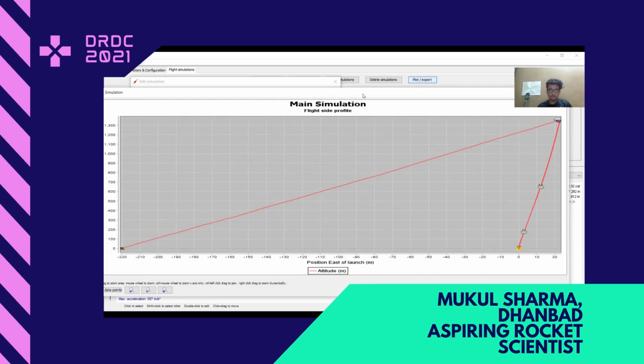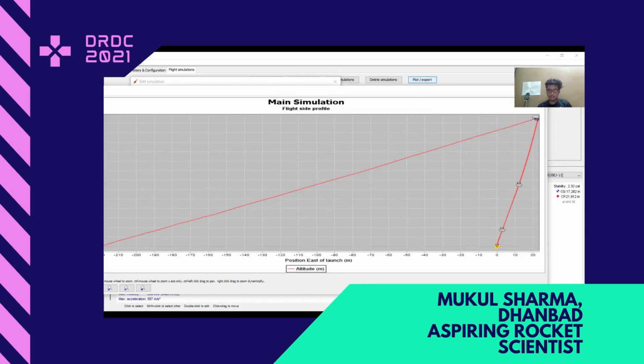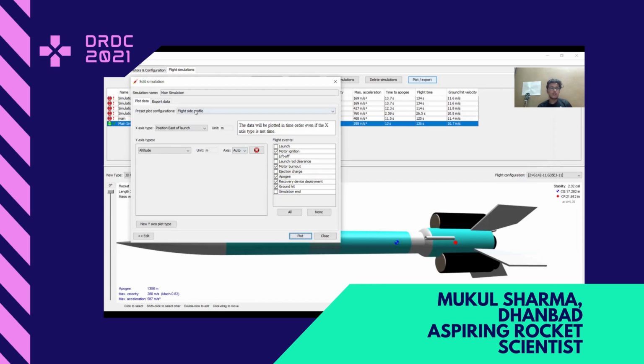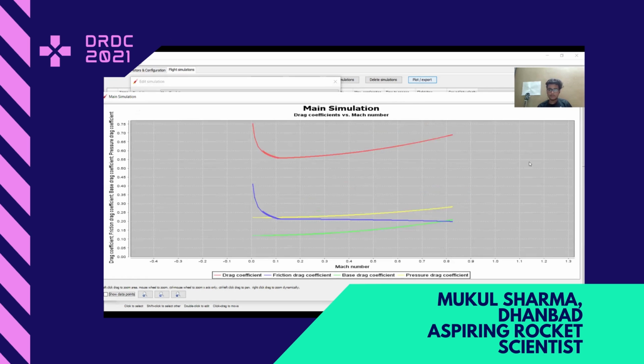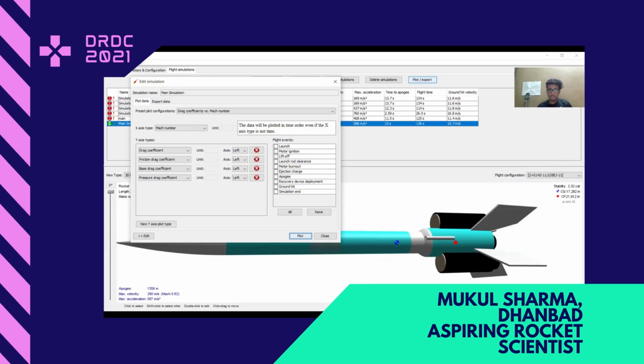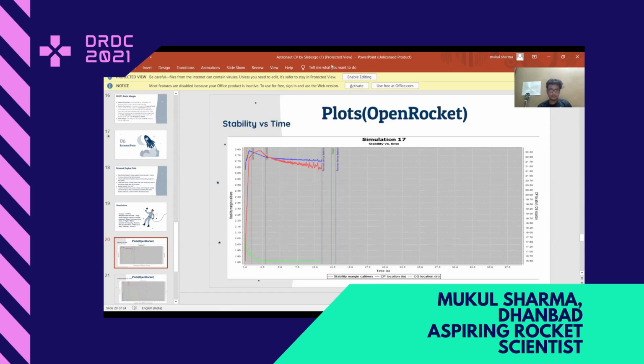220 meters is the x direction displacement. Now, drag coefficient versus Mach number. This is what it looks like. This is 0.8 Mach. The highest value is given as 0.8 Mach. Now, let's head back to our slides.